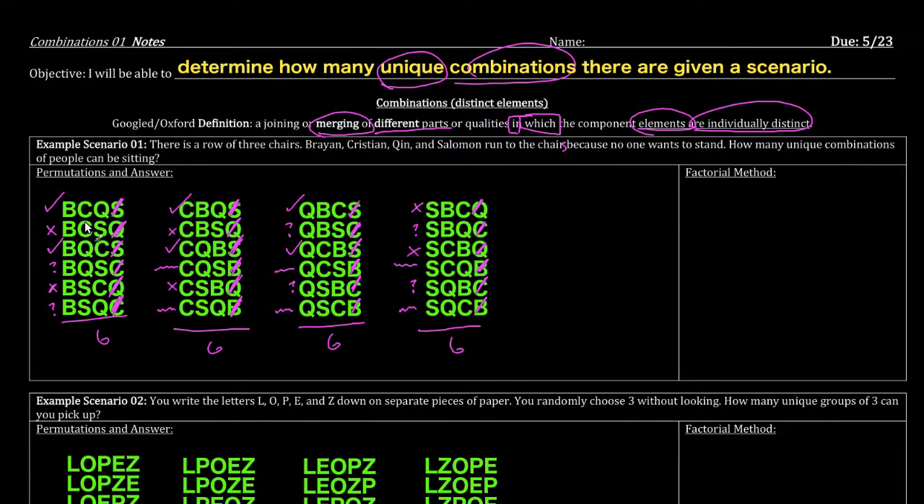Okay, basically I marked off all the repeats of the same combinations. So for all these checks, there's basically only one, right? There's a Brian, Christian, Quinn. So we have 4 different types of combinations. We have checks, we have X's, we have question marks, and we have squigglies. We only have 4 unique combinations.